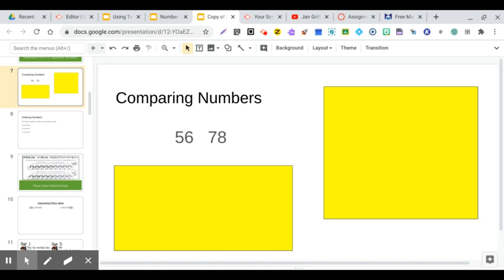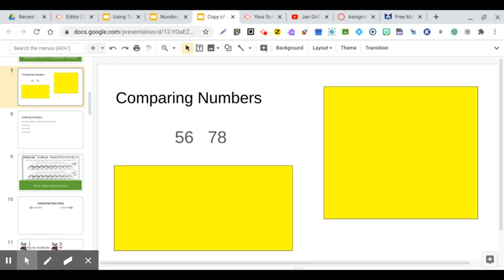Hi, boys and girls. Today we're going to have a lesson on comparing numbers. Now, you may be wondering why on earth I'm going to ask you to compare two little numbers like 56 and 78. Well, we're going to start back with what you know, and you know two-digit numbers. So if I asked you, would you rather have $56 or $78? What would you tell me?